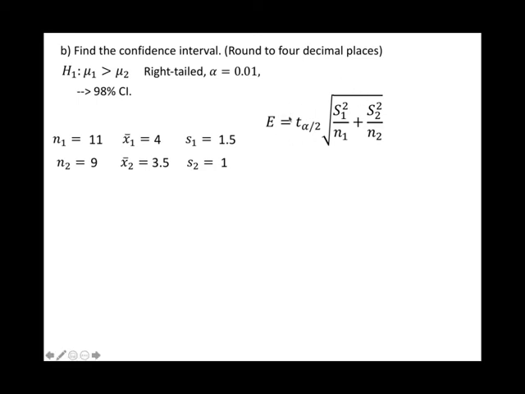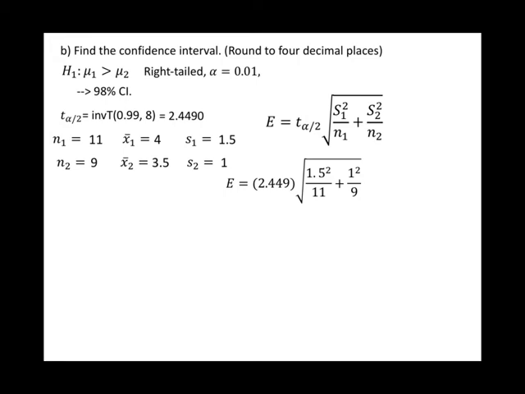Find out the critical value. So that will be inverse t 0.99. Degree of freedom is going to be smaller of n minus 1. So that will be 9 minus 1 here. Use your calculator. You should get 2.4490. Okay, plug in to your formula. Use your calculator. You should get this guy. Then construct the confidence interval.